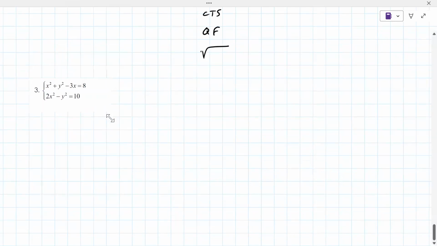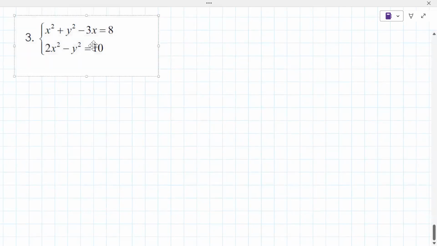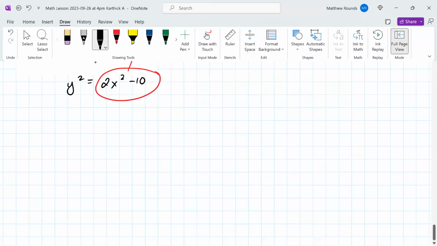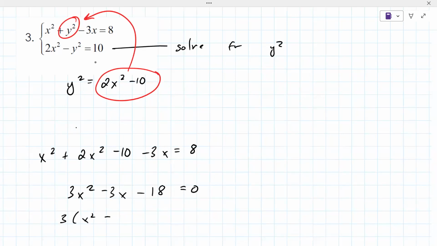Because your time is limited when you're studying. I know you won't have it on the test, but that would be a consideration. So I would solve the second equation for y squared. You end up getting that y squared equals 2x squared minus 10, and that will go in for y squared. So you've got x squared plus 2x squared minus 10 minus 3x equals 8. So this becomes 3x squared minus 3x minus 18 equals 0. Factor out a 3.